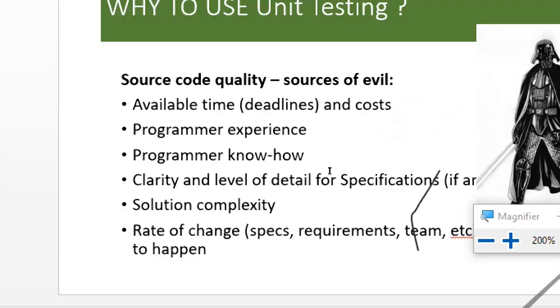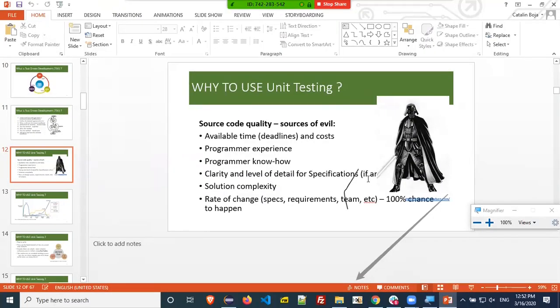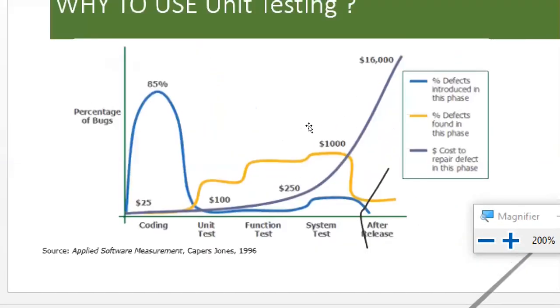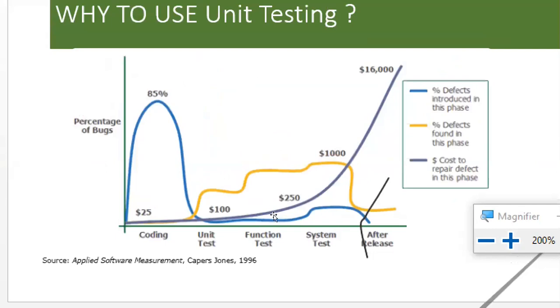Specifications, we know they are not always the way they should be. Maybe they are not written by us. Complexity of the solution and so on, and the rate of change. Remember, change is constant. Now, in terms of bugs, this is another reason for using unit tests: the cost of fixing a bug. This is an old study, but if you update the prices by taking inflation and other cost factors into account, you can bring them to today's costs, but the graphic is still valid.